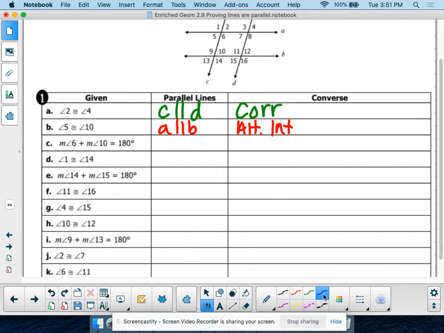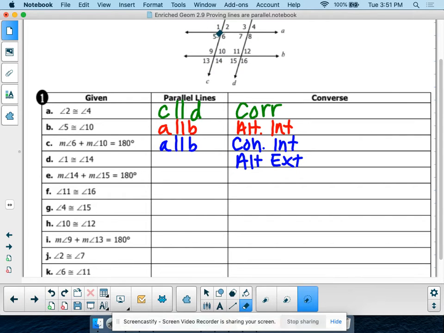6 plus 10 equals 180. Is that anything special to us? I hope you're thinking yes, because those are consecutive interior angles. So now which lines are parallel? You should be thinking A and B. Correct. 1 and 14. Yep, those are special too. Those are our alternate exterior. Alternate exterior, right? So which lines are parallel? That would be A and B again.